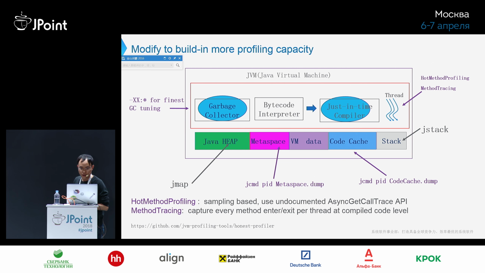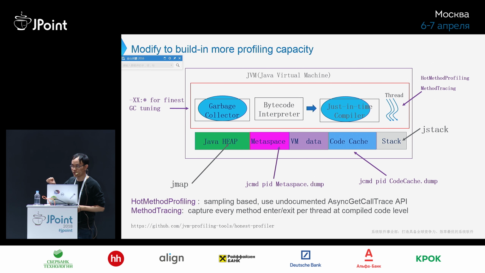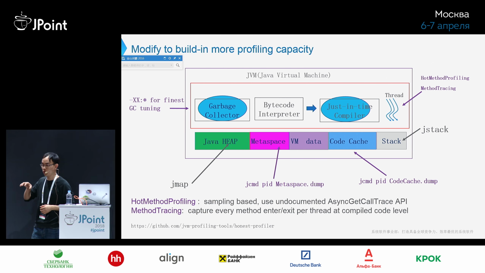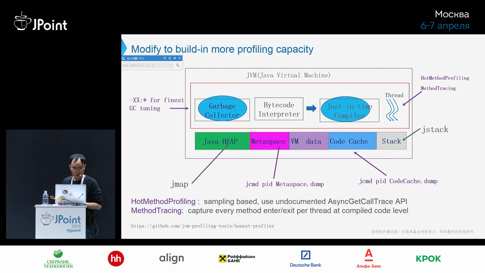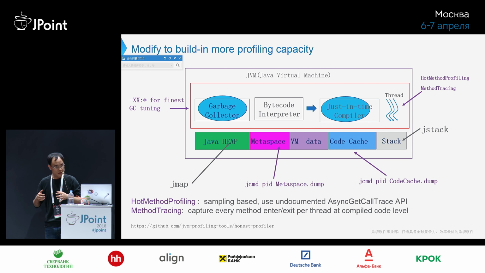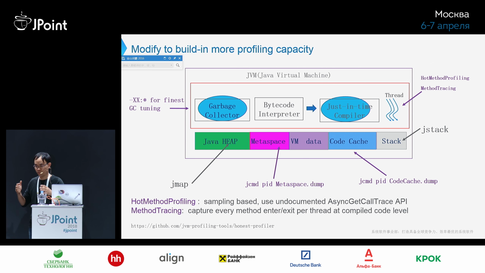Actually, this is an internal tool. If you want to profile your methods, I suggest you try Honest Profiler. It's an open source tool, and it's more accurate for profiling. It uses a very similar mechanism to our hot method profiling feature. The second feature we call method tracing. We instrument Java methods at method enter and method exit at the compile level. So we can tell Java developers the wall time of method execution by using method tracing.